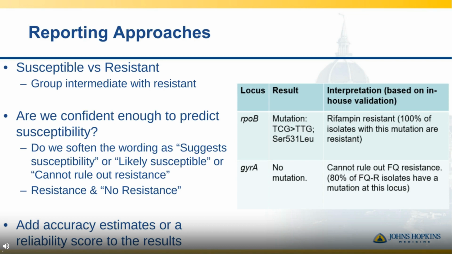Like I said earlier, the error that I'm most worried about is a very major error where we're telling a clinician that this isolate is susceptible when in fact it's resistant. So is there a different wording or a softening of the wording that we could potentially put in our reports prior to the phenotypic ASTs being available? And then there's also discussions about whether you could put accuracy estimates or reliability scores around these results to guide the clinicians in terms of the expectation of how accurate those predictions are.